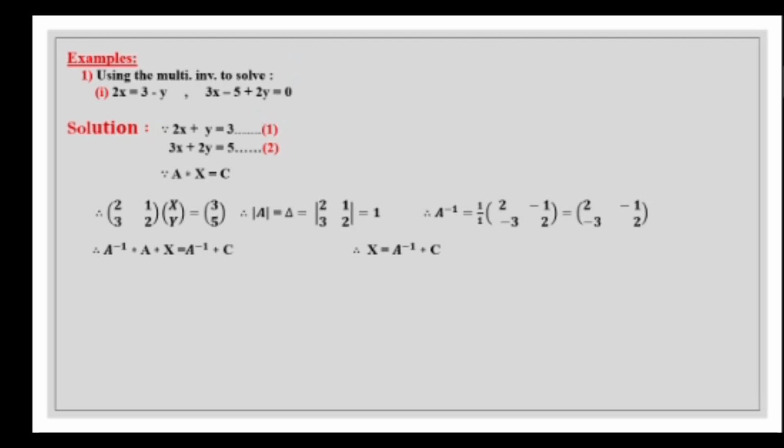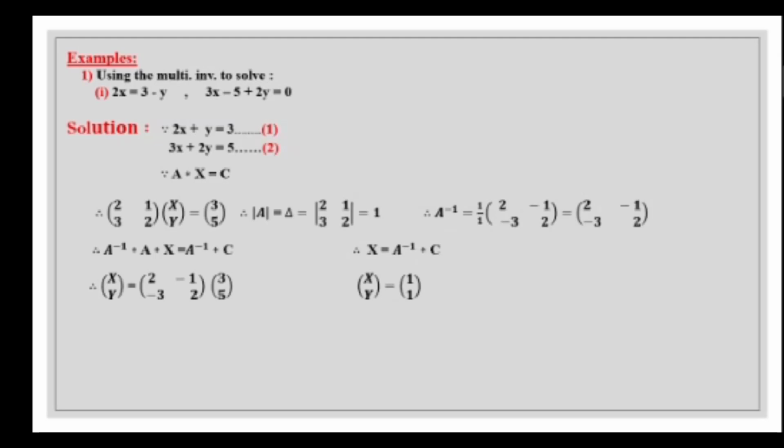So multiply both sides by the multiplicative inverse of the matrix A from the left-hand side. It means A^-1 times A times X equals A^-1 times C. It will be the matrix X equals the multiplicative inverse of the matrix A multiplied by the matrix C.